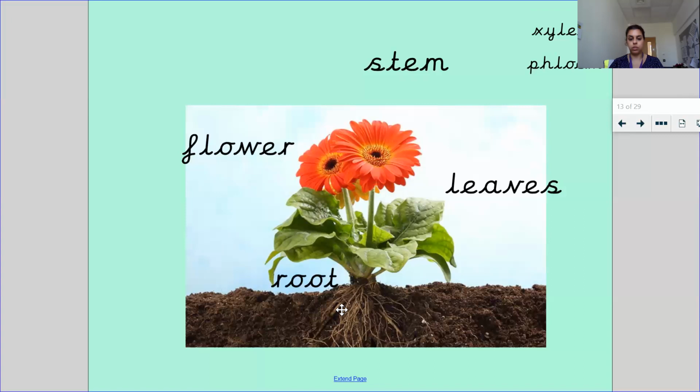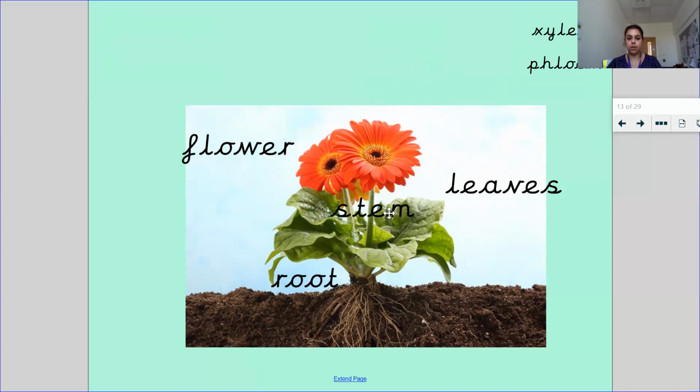So this flower's got roots that are really, really spindly and really thin, and they hold the plant in place. So they hold it into the soil, and the nutrients and the water that are in the soil go up through the roots, through the stem, to the flower and the rest of the plant as well. That's how that works.